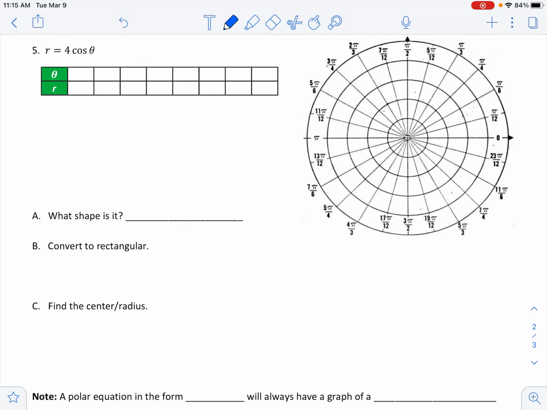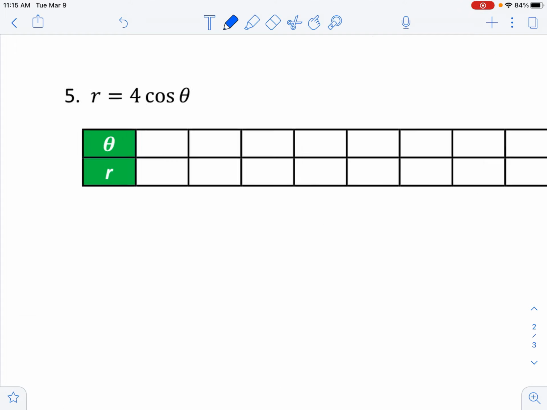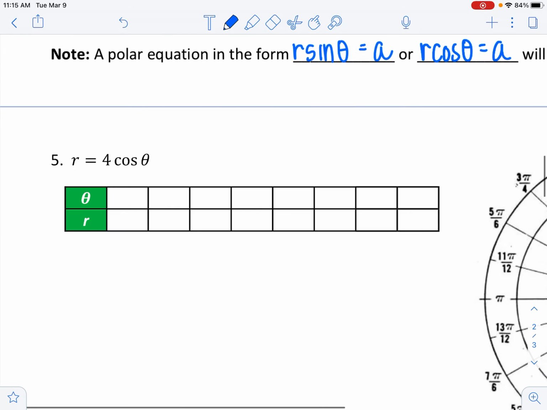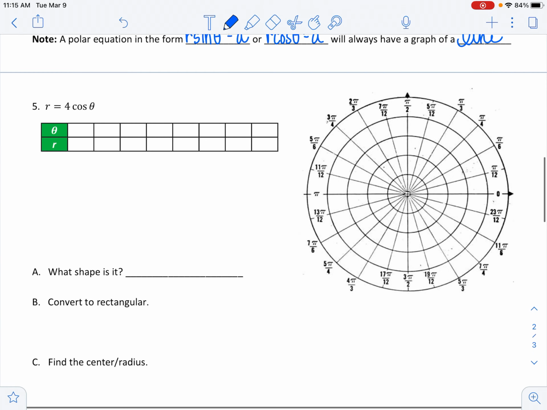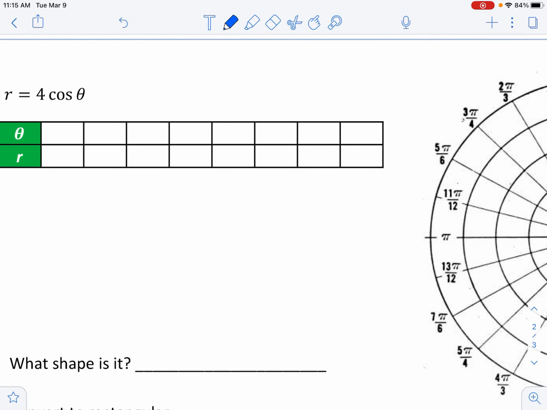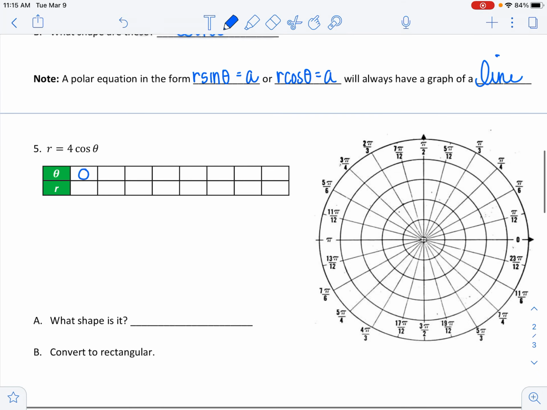Okay, now we're on number 5, and we're back to a table. So we're going to use a table to discover what shape this is, okay? I need to plug in theta measures to get r values. Once I plug in theta, I know what r is. So I'm going to start by trying to plug in 0. Now, will you ever have to do this again on your own?